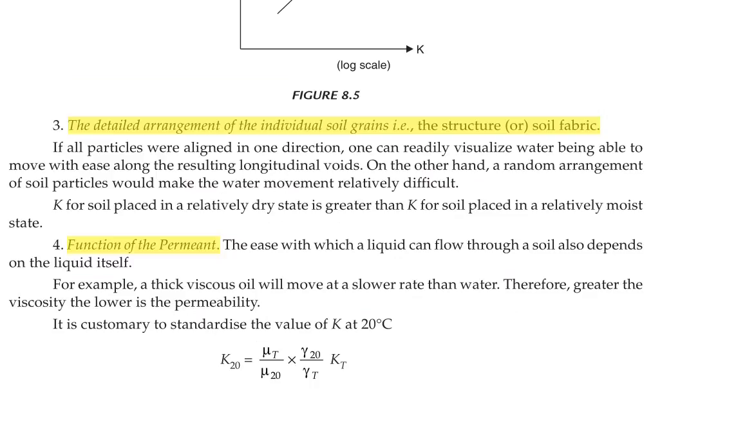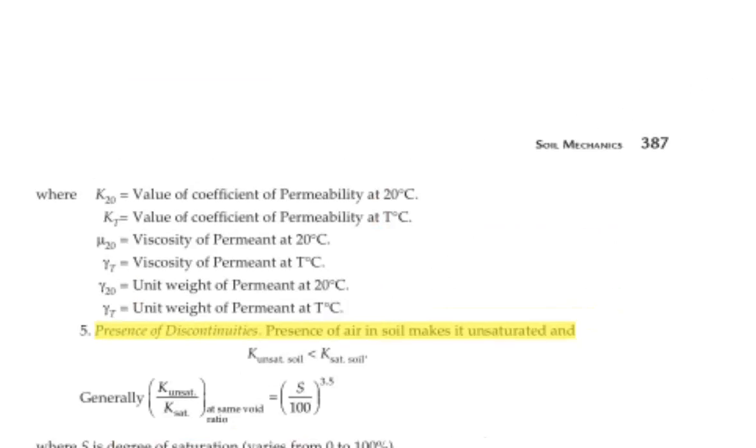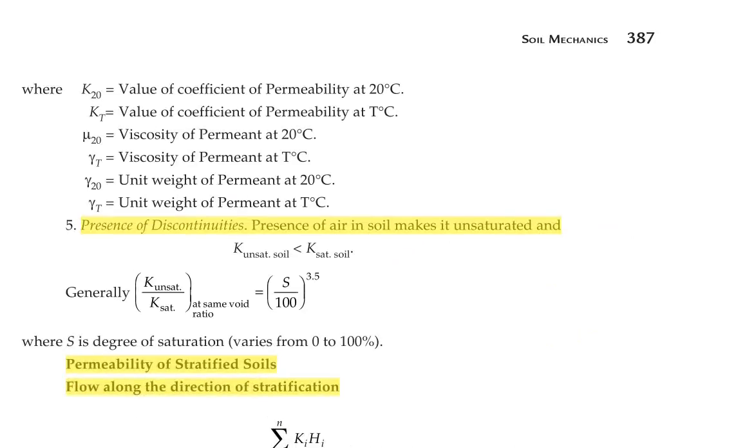K20 is equal to (μT divided by μ20) into (γ20 divided by γT) into Kt, where K20 is the value of coefficient of permeability at 20 degrees Celsius, Kt is the value of coefficient of permeability at T degrees Celsius, μ20 is the viscosity of permeant at 20 degrees Celsius, μT is the viscosity of permeant at T degrees Celsius, γ20 is the unit weight of permeant at 20 degrees Celsius, γT is the unit weight of permeant at T degrees Celsius.